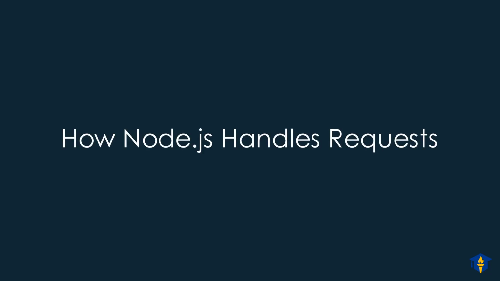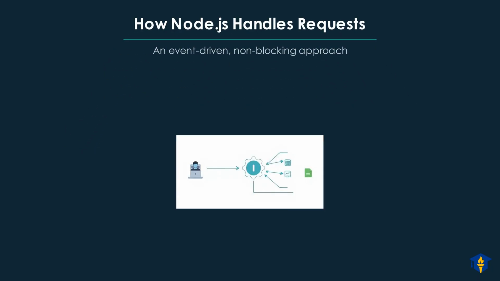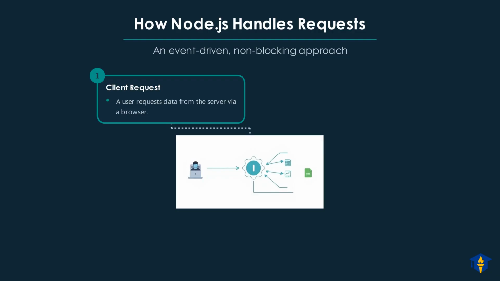Let's now examine how Node.js efficiently handles requests using its distinctive event-driven and non-blocking approach. We'll understand the event-driven, non-blocking approach that Node.js employs to process requests efficiently. The process begins with a client request, where a user asks for data from the server through their browser, typically by interacting with a web page.